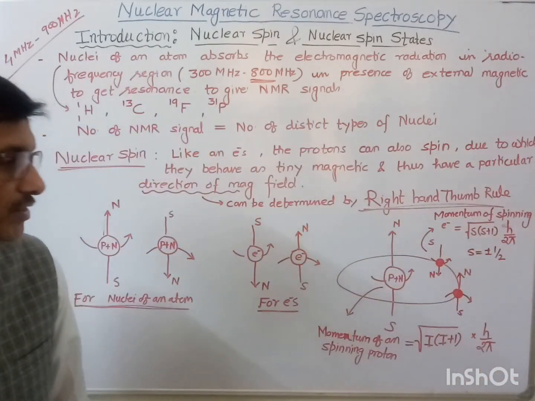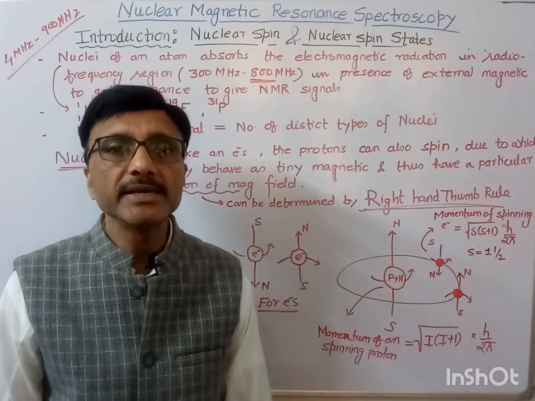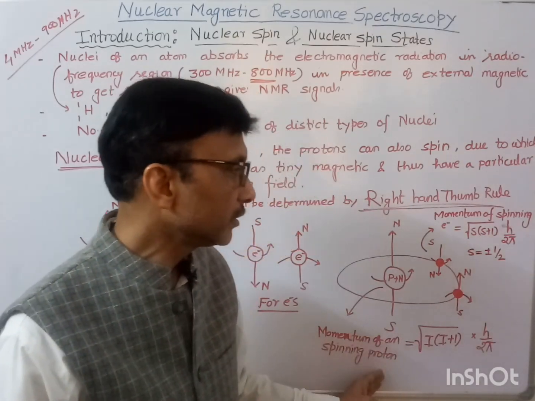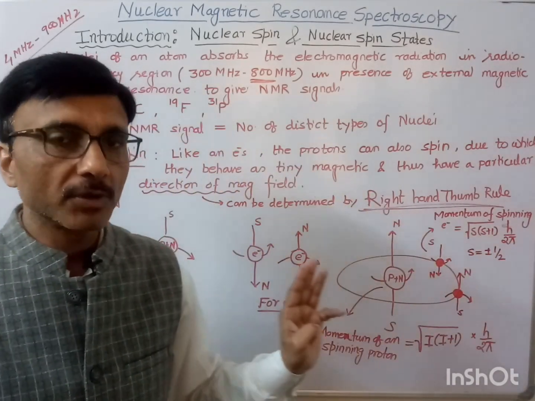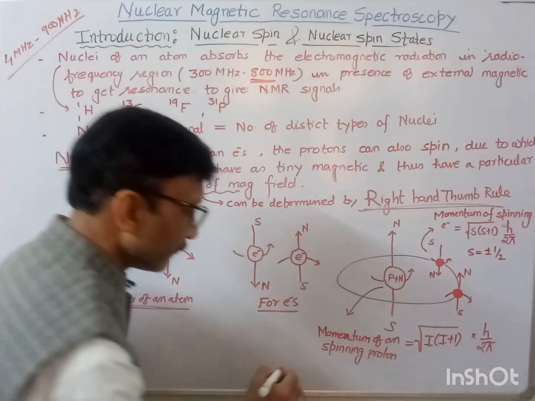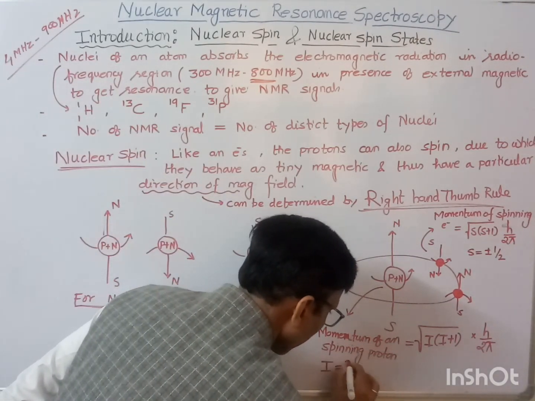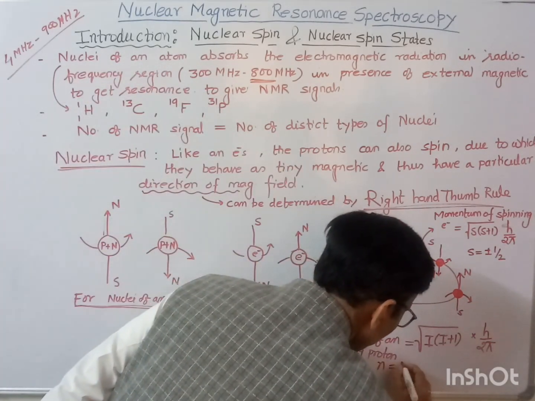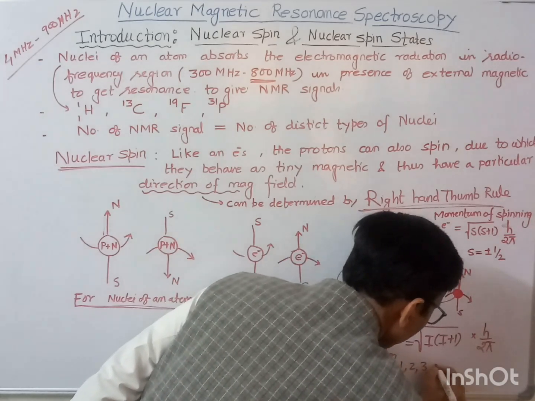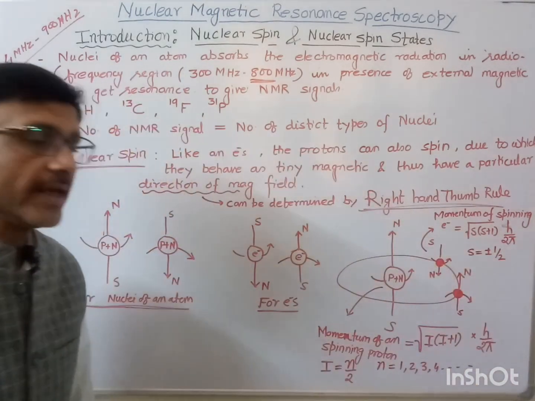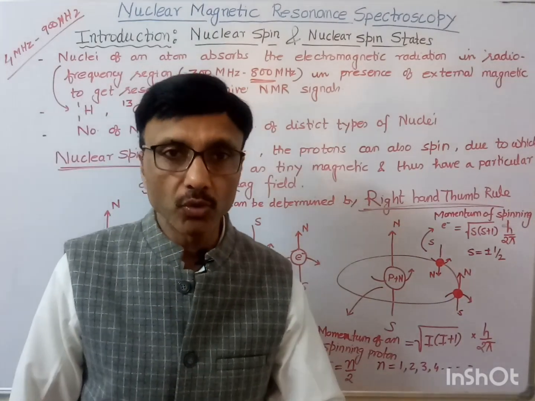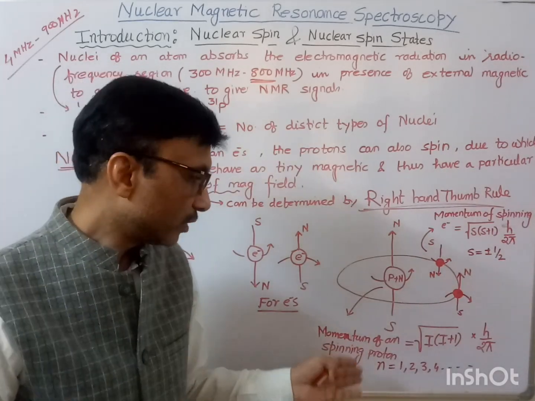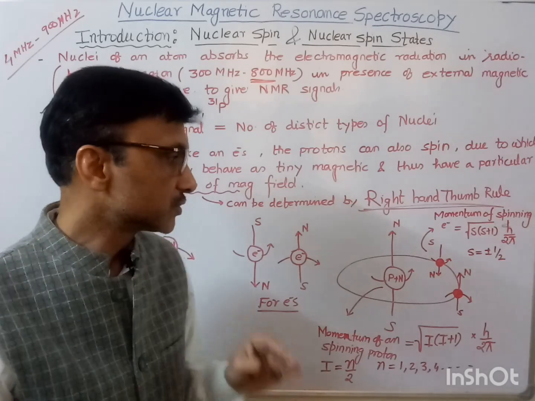So this is the momentum of a spinning proton, where I is the spin quantum number of the proton, and s is the spin quantum number of the electron. The value of I may be n by 2, where n is a whole number 1, 2, 3, 4 and so on. So I may have a whole number value 1, 2, 3, 4, 5 and so on, or it may have a value 1 by 2, 3 by 2, 5 by 2 and so on.